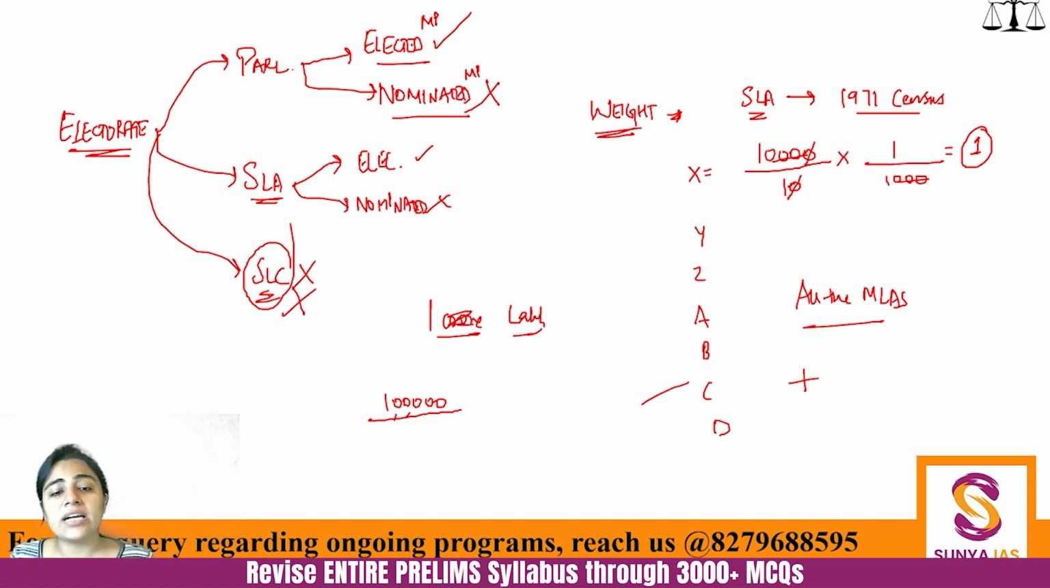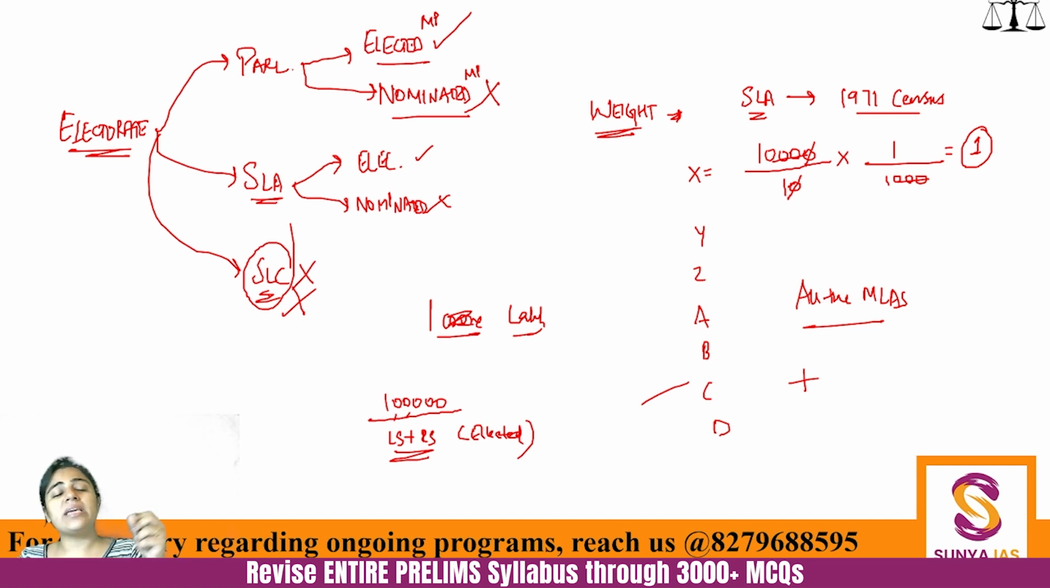So this 1 lakh will be divided by the total number of elected MPs of Lok Sabha plus Rajya Sabha. Total number of elected MPs. So the value of votes of MPs is decided on the basis of the total value of the MLAs' votes. Okay, so the process goes like this.